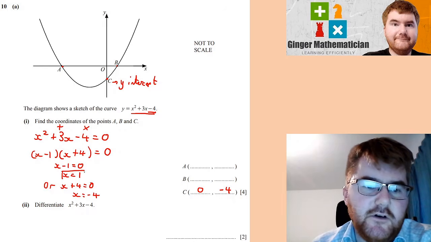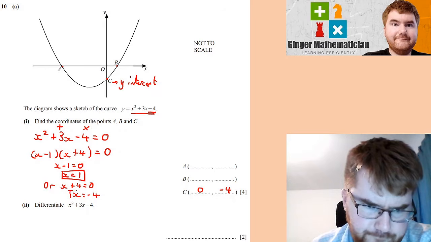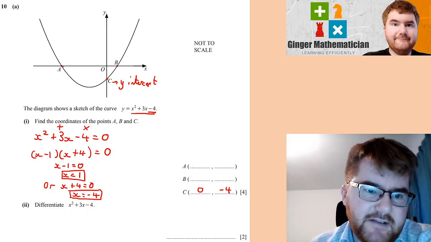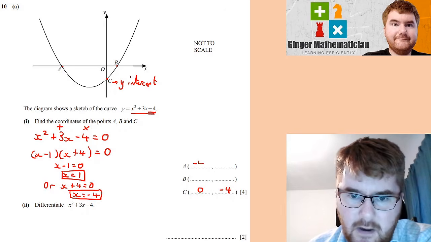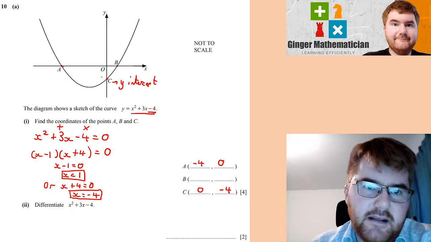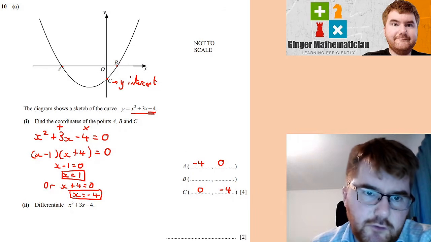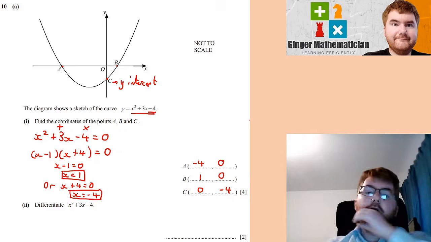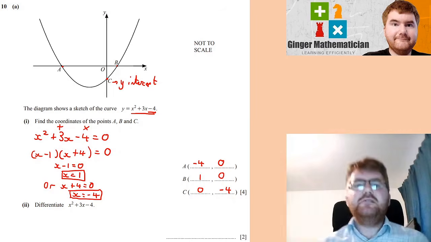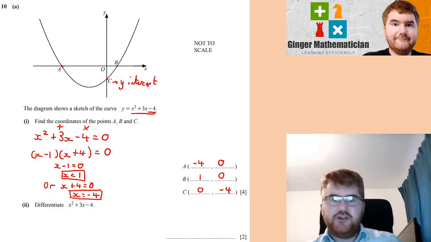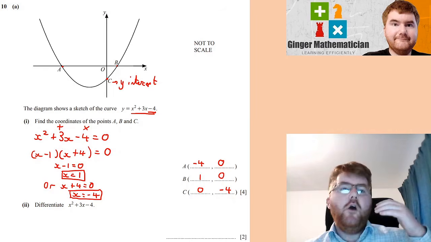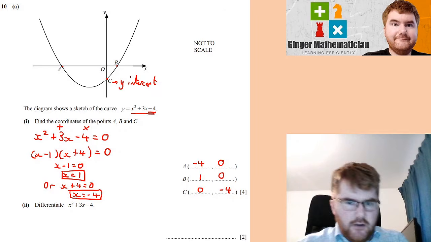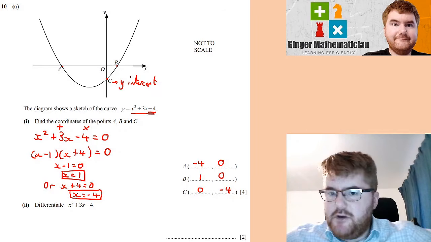So then we've got the x coordinates of the two roots. So A, remember, is more on the left-hand side, so that's going to be minus 4, 0. And then because this is in the positive quadrant, B is going to be 1, 0. So don't be surprised if there is something else within the differentiation question. So if they get you to work with some graphs, cubics, quadratics, etc. Make sure you're happy with those kind of questions.